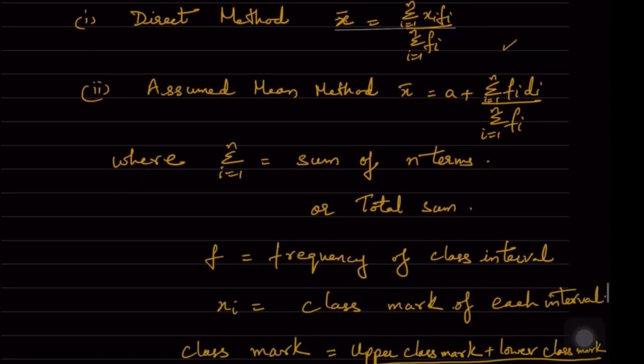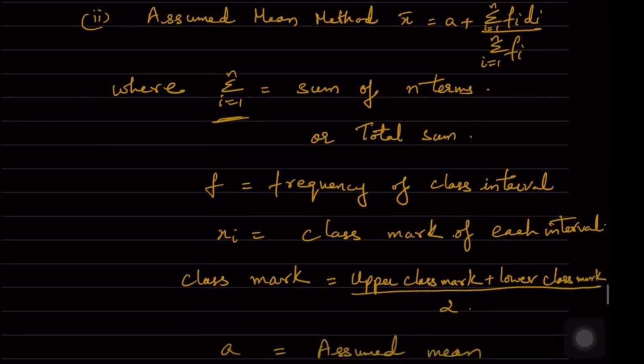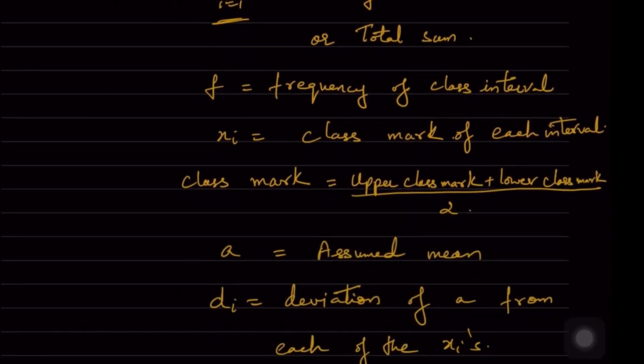Now, summation i equal to 1 to n is the sum of n terms, or total sum. Wherever you see this symbol, it is called the summation. In this, f is called the frequency of the class interval, and xi is called the class mark of each interval. How do we find the class mark? Upper limit plus lower limit divided by 2. That will be the class mark for each interval.